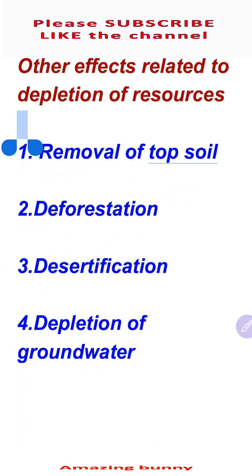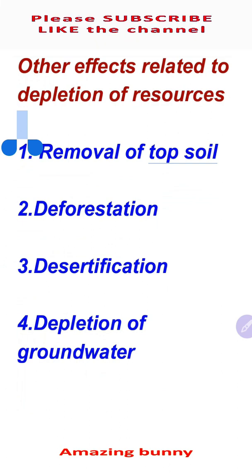We know that topsoil is a very fertile layer, and it is very important for agricultural productivity and the growth of vegetation. So topsoil is removed due to deforestation, faulty agricultural practices, and soil erosion. Removal of topsoil is related to the depletion of resources.